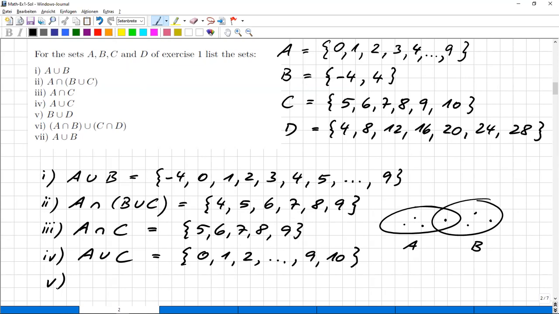Help me. B union D. Sorry, did I say intersection? So we just put them together again. That's similar to before. I thought B intersection. And from -4, yeah. Right.